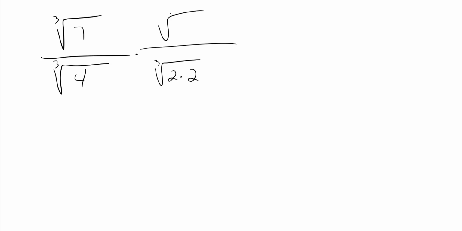And I can't do anything with the cube root of 7, so it's right out there. So what do I need? I need another 2. So I'm going to multiply it by the cube root of 2 over the cube root of 2. So that gives me, on the bottom now, this is really an equals here, right? And this is multiplication here.